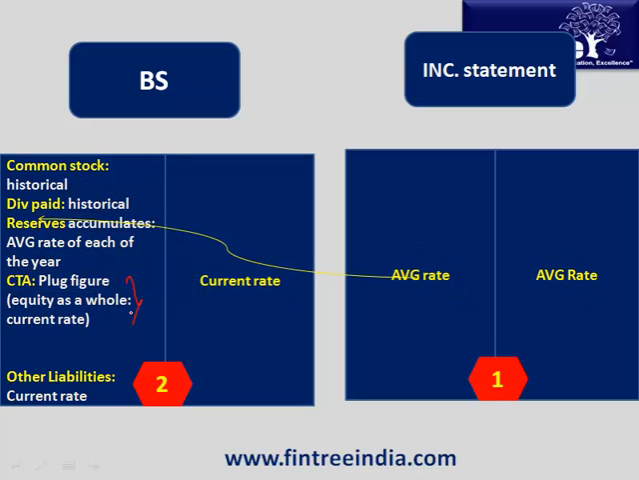Can you tell me why equity as a whole has to be at current rate? Yes, because if you see the balance sheet structure, the entire asset side is at current. So logically the entire liability side has to be at current. Outsiders' liability anyway is at current. So that CTA would be calculated in such a way that the entire equity section also would come at the current rate. Is it fine?